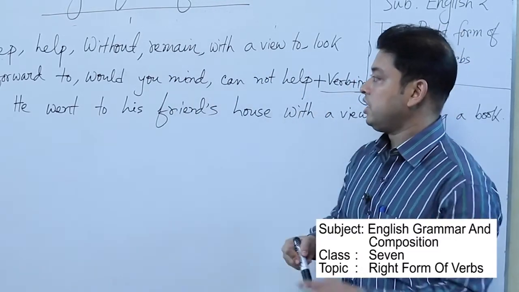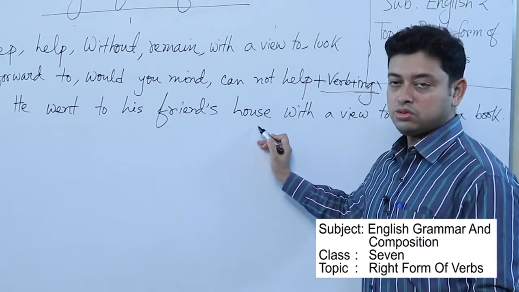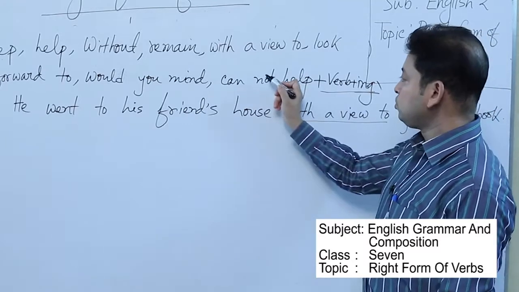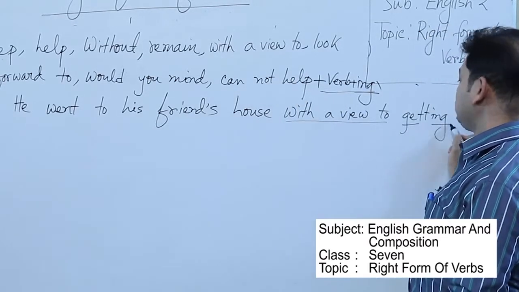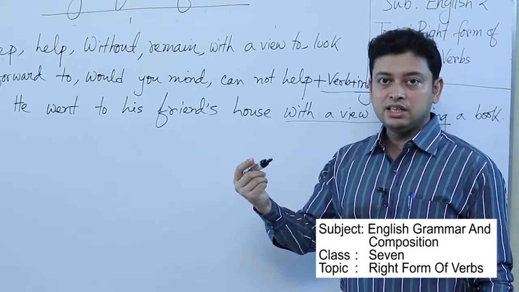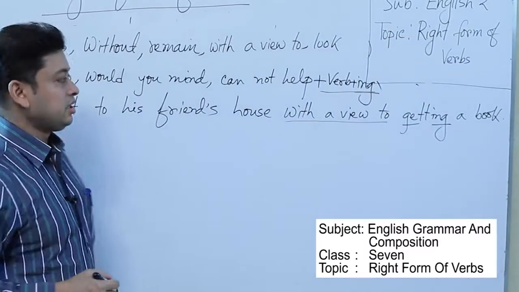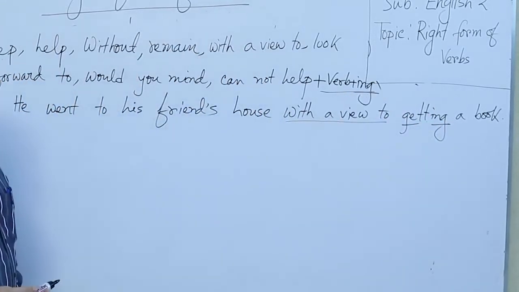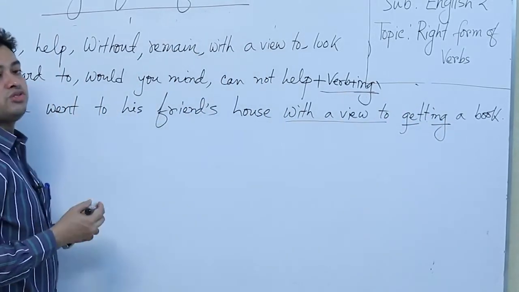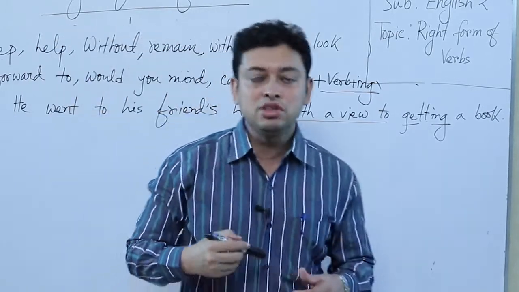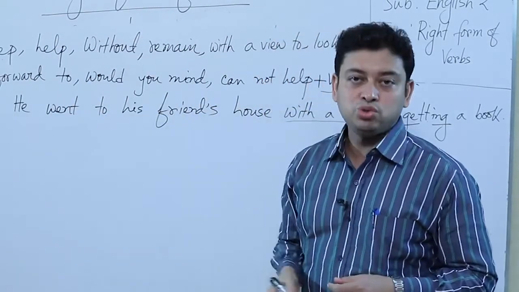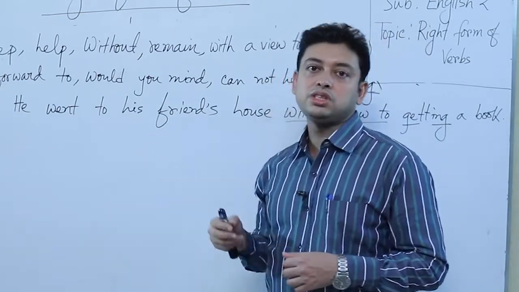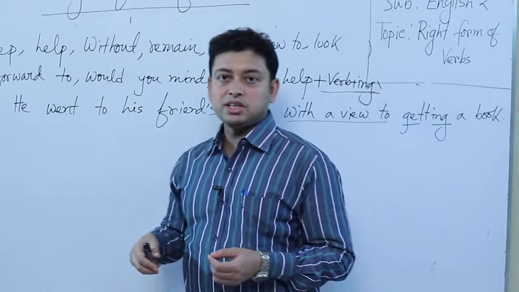Now let us see the example. He went to his friend's house. Why? With a view to. Then according to the rule there will be verb plus ing. We know get, when it becomes getting, it becomes double T. So getting, T T, ing, a book. So you can make lots of sentences using this. Would you mind giving me your pen? I look forward to getting your reply. This is very important. We frequently use this rule in different grammatical things or in our writing.